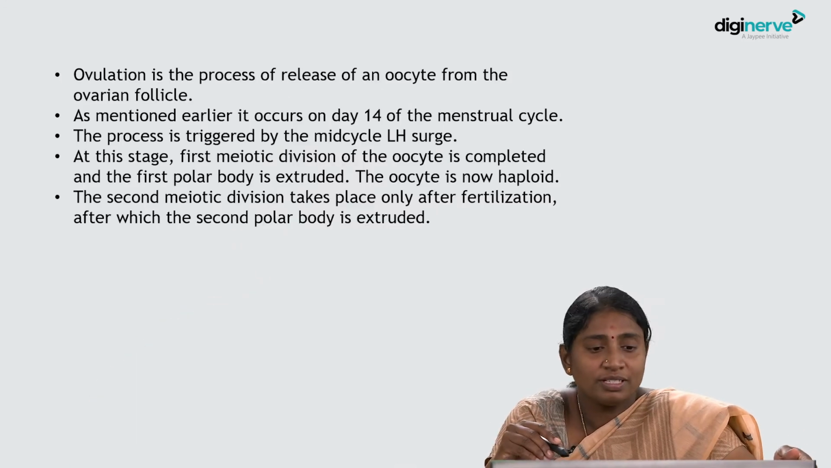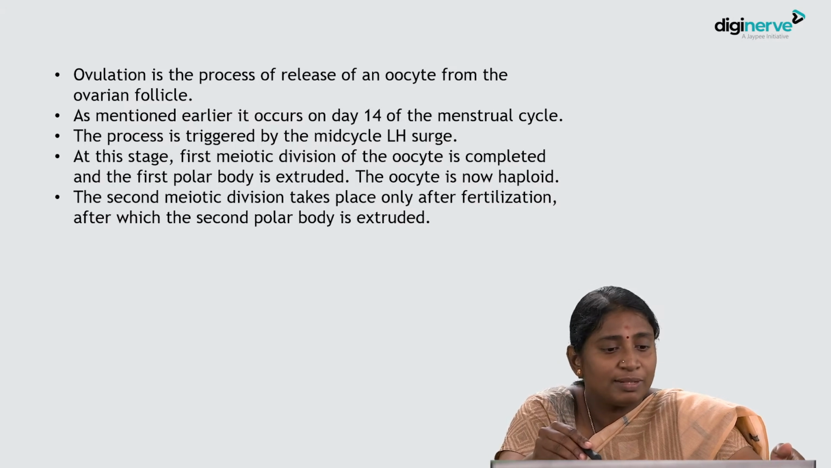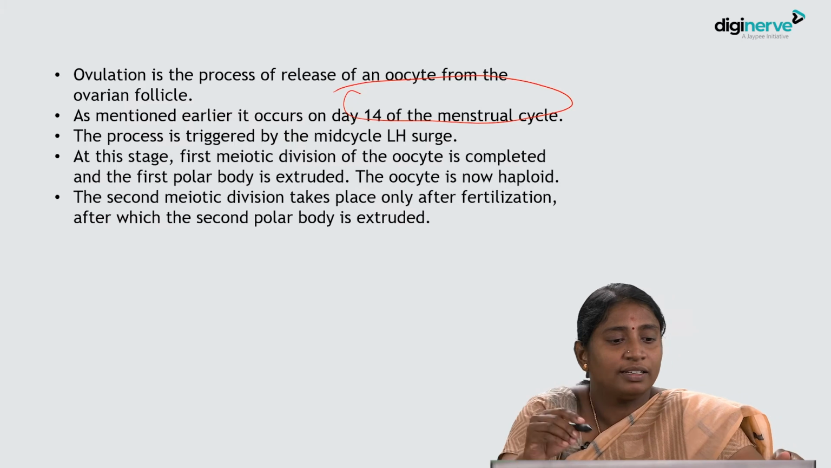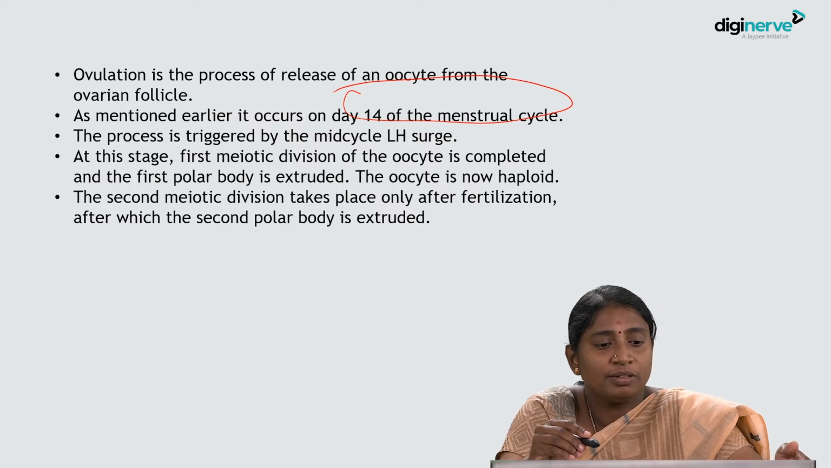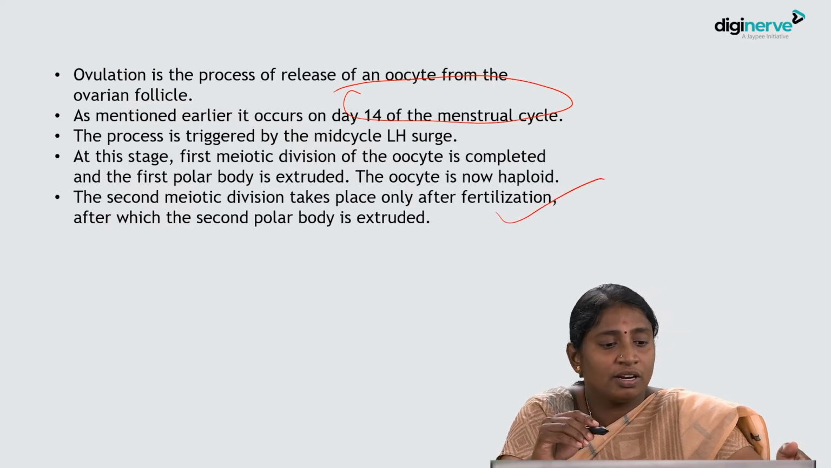Ovulation is the process of release of an oocyte from an ovarian follicle. As mentioned earlier, it occurs on day 14 of the menstrual cycle. The process is triggered by the mid-cycle LH surge. At this stage, the first meiotic division of the oocyte is completed and the first polar body is extruded. The oocyte is now haploid. The second meiotic division takes place only after fertilization, after which the second polar body is extruded.